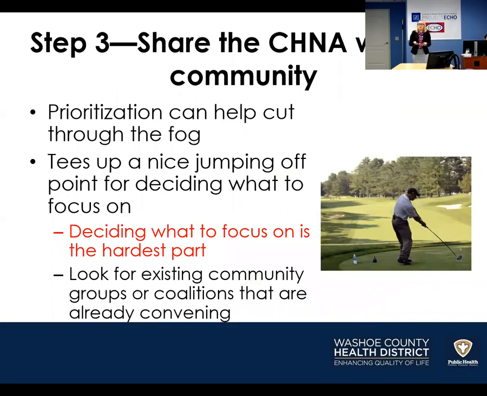All right, so thinking about once that needs assessment's done and we've combed through all that data, prioritization can really help cut through that fog, and it can help tee up a nice jumping off point for deciding what you want to focus on. And again, deciding what to focus on is the hardest part.